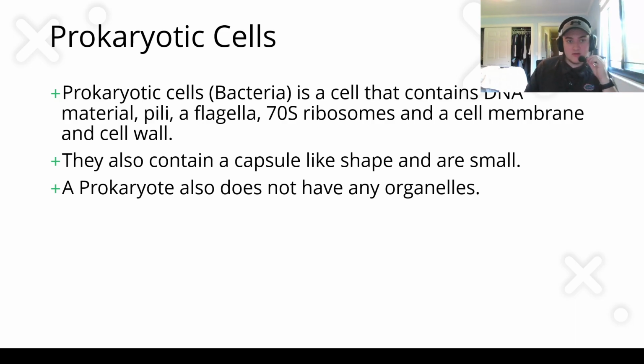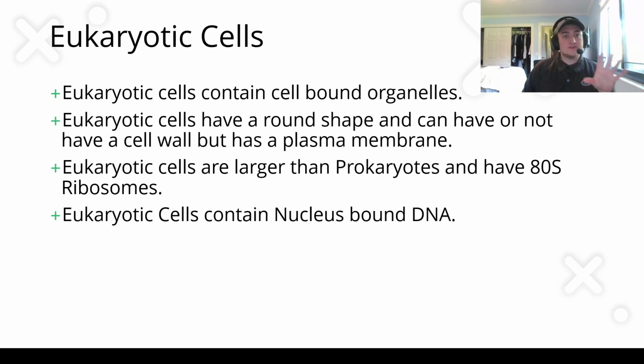And the cell wall, which is a box-like shape around the cell, which gives it structure and protects it as well. So as like I said before, it contains a capsule shape, which is kind of elliptical. It's like an oval, and they're very, very small. And fun fact, prokaryotes do not have any organelles. No organelles. Now, to eukaryotic cells. Eukaryotic cells do contain cell-bound organelles.